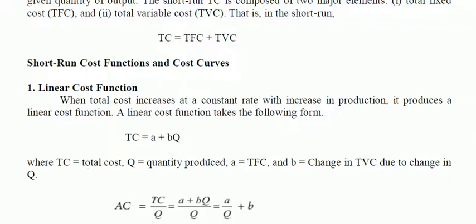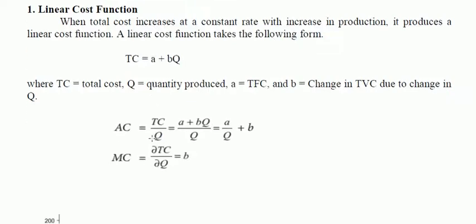Because Q is the quantity produced and B is basically the variable cost per unit. So B is my variable cost per unit and Q is the quantity. So if I take the product BQ, then I'll be getting total variable cost, whereas A is my total fixed cost, as fixed cost is generally not given in terms of per unit. Fixed cost is given as a lump sum amount itself.